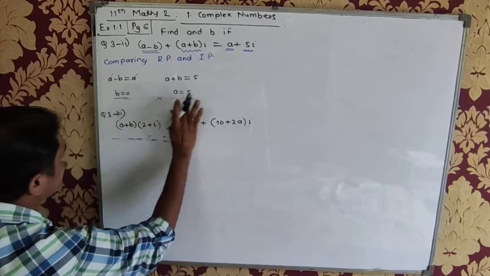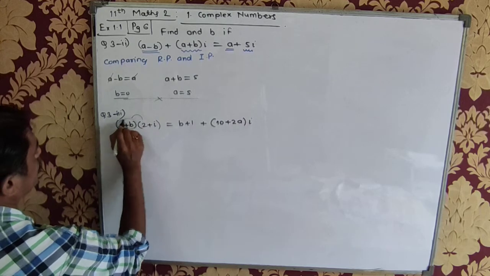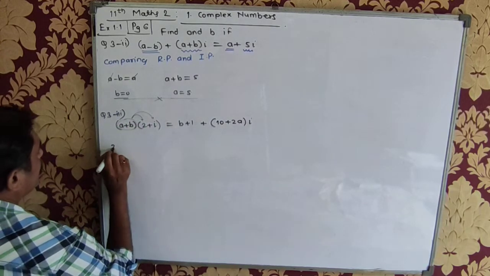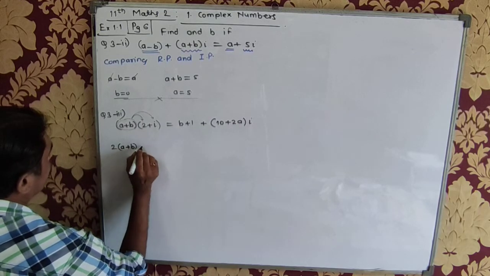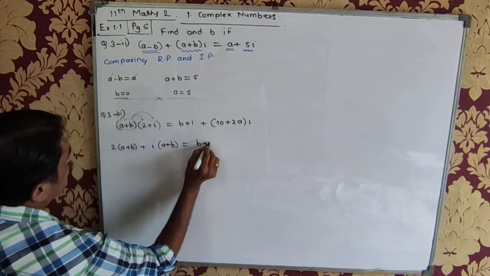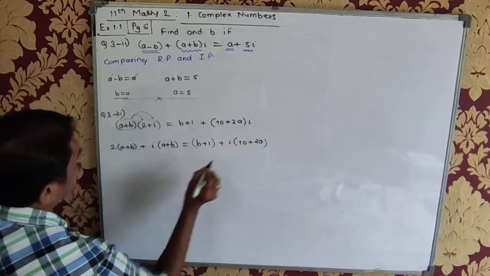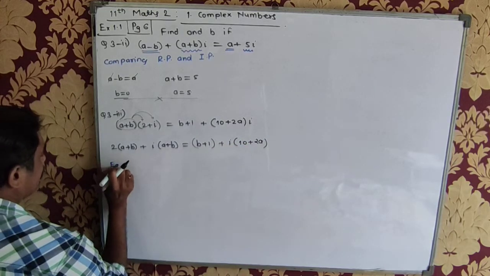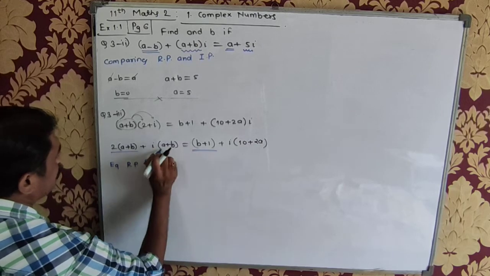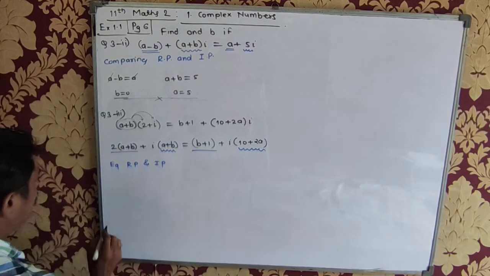But for that, first I have to open this. Sorry, I just open these brackets. This bracket as a whole will multiply here, then multiply here. Correct. So this will give me 2 times (A plus B) plus I into (A plus B) is equal to (B plus 1) is the real part and I times (10 plus 2A) is the imaginary part. So once again I'll say here equating real part and imaginary part. This is the real part and this is the imaginary part. Understand that? So what do you get there?